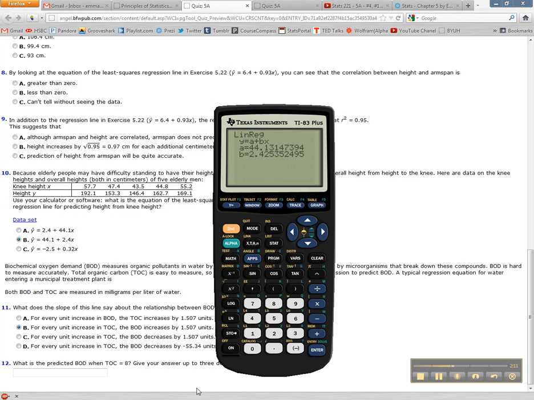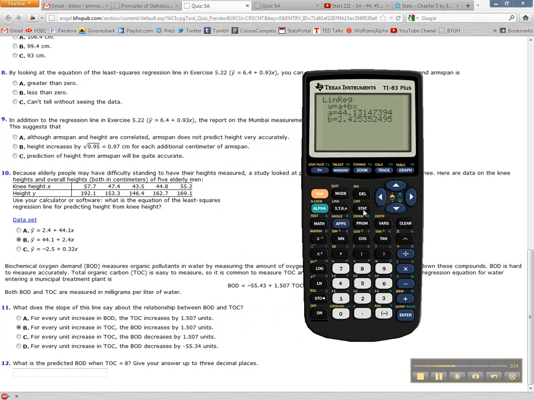Now, if you were asked to find correlation also, I just want to make sure you guys know that if it doesn't give it to you, that means you have to turn diagnostic on. So you're going to have to go to catalog right here. Catalog, so I press yellow and 0, and scroll all the way down to letter D, diagnostic on, right? And then press enter again and it'll say done. So go back to stat, go back to the second column, and then go back again to number 8 and calculate all of that. And look, it gives us the information R.